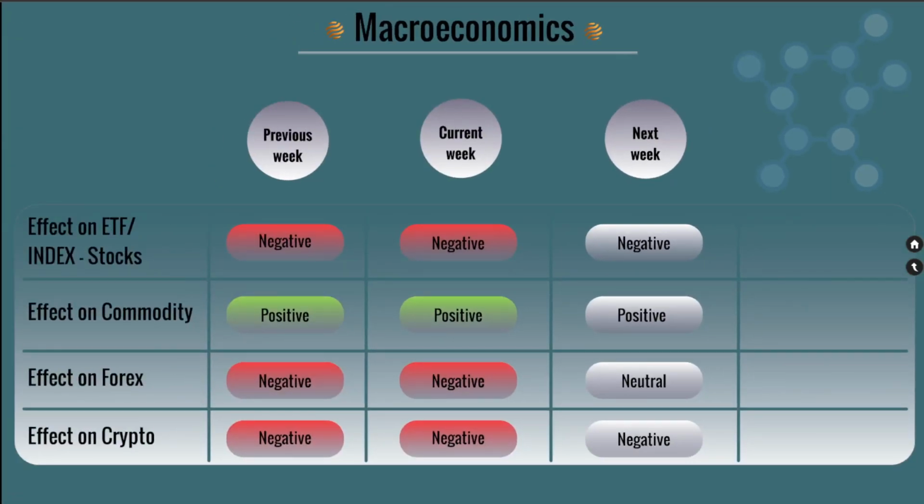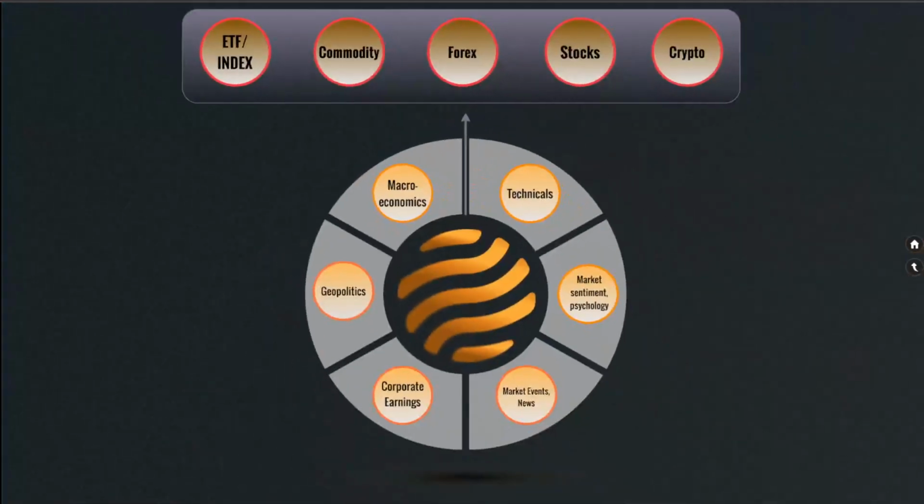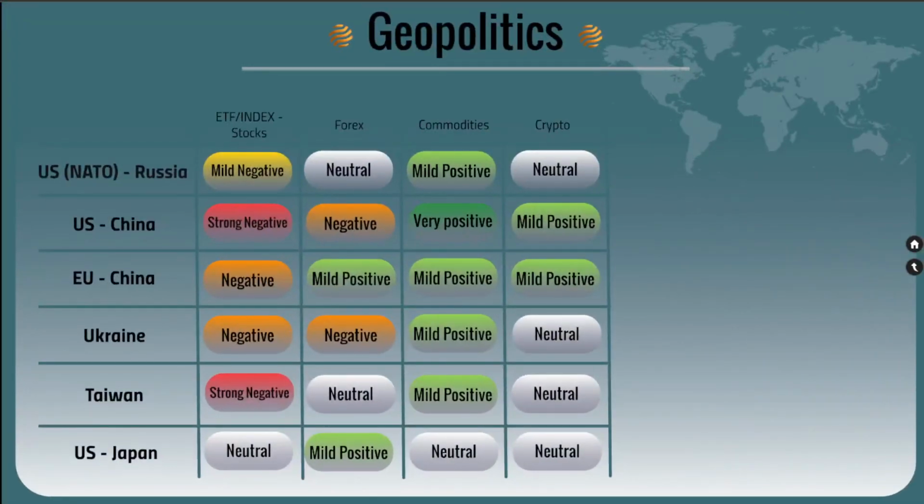But don't rush too much. We still have the current week ahead of us. And I assume that will be a negative impact overall. But we have 5 more drivers. And one of the drivers is the geopolitics. And as you can see, there are 6 main areas in the geopolitics that we need to keep an eye on because they have a serious effect on the markets.